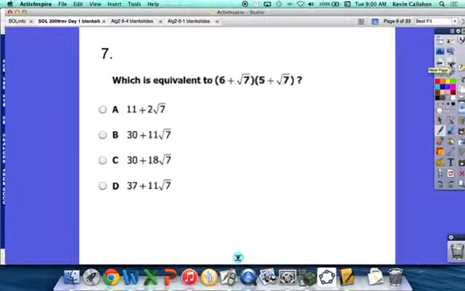Now this one, this is number 7, you don't even have to store a value, right? Because there are no variables. Just put it in the calculator, see what the decimal value is of this, and then see what the decimal values are of those.